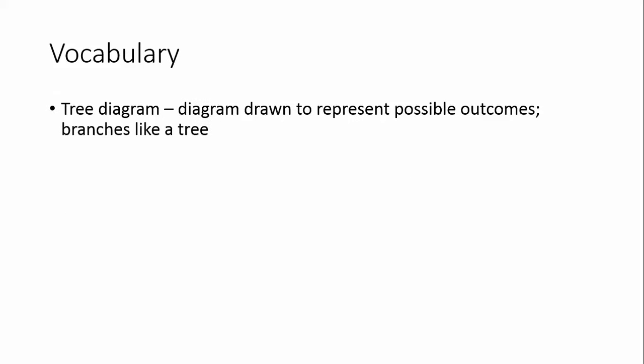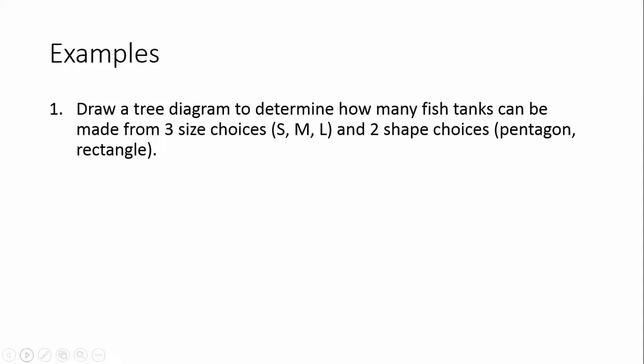So the first vocabulary term, which does need to be written in your notes, is a tree diagram. And this is simply a diagram that we draw to help represent possible outcomes, and it branches like a tree. So the first example, which remember does need to be written into your notes, is to draw a tree diagram to determine how many fish tanks can be made from 3 size choices: small, medium, large, and 2 shape choices: pentagon and rectangle.